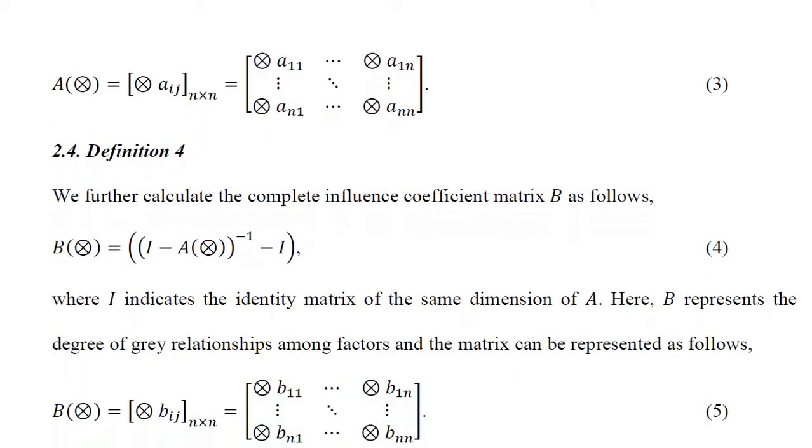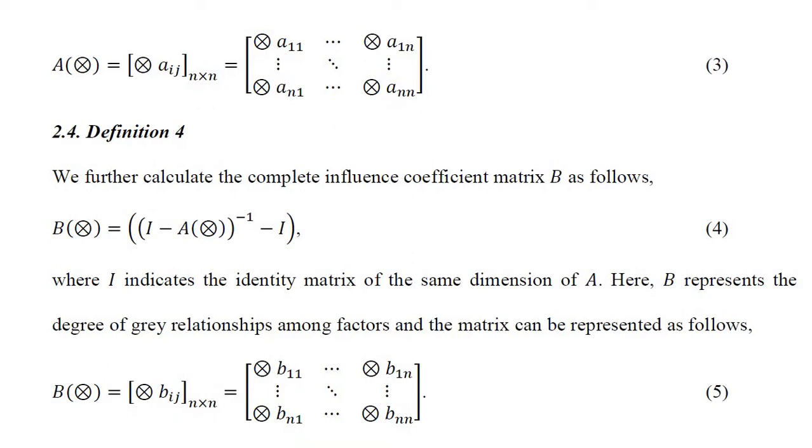Now coming to definition 4, we have the matrix A. A in brackets, the gray number indication is shown, represents the matrix of the direct influence coefficient. Now we calculate the complete influence coefficient. How will we calculate that? We calculate (I minus the gray matrix A) inverse, minus I. This matrix will be formed, and it is indicated by the gray matrix B.